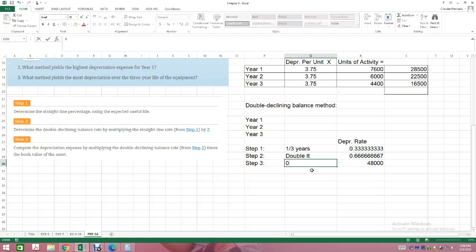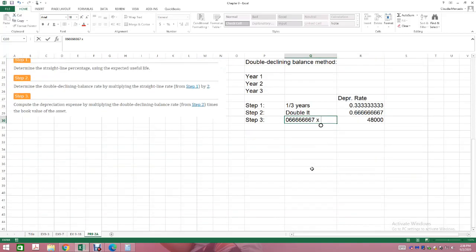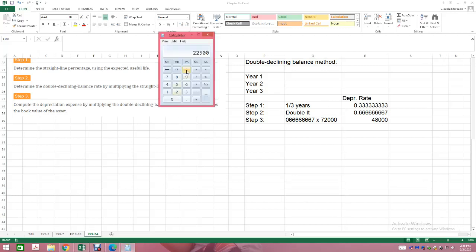0.66666667 times the cost, which was $72,000. Now it's very important when you're doing your calculations that you don't clear out your calculator, because if not, your numbers are not going to be correct. So for example, here I did 1 over 3 years. Once I have that number in my calculator, I double it. So I just do times 2, and then that gives me 0.66666.